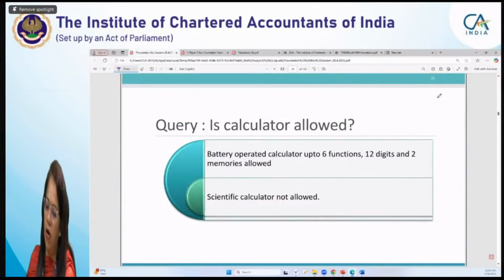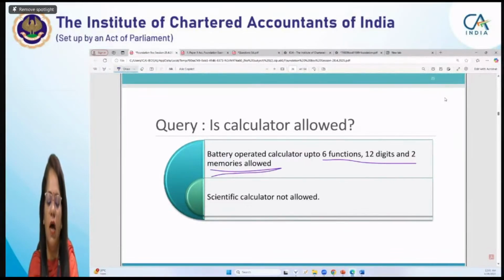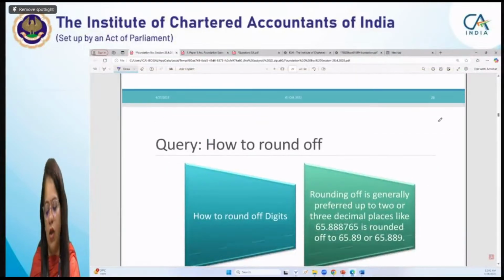Calculators are allowed in your examination, and battery operated 6 function 12 digit calculators up to 2 memories are allowed. Only 6 function, 12 digit calculators up to 2 memories are allowed. In any case, scientific calculators are not allowed. Do not bring scientific calculators during your examination. All right. Never bring. Okay.